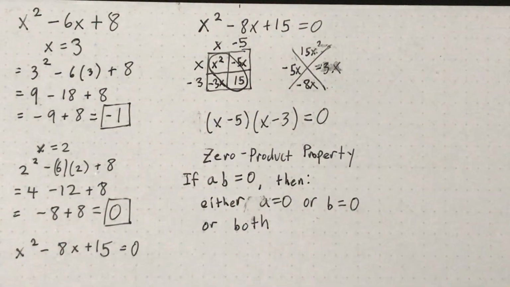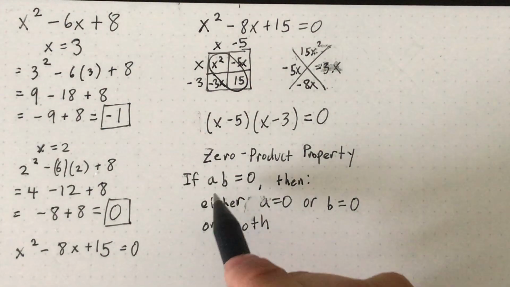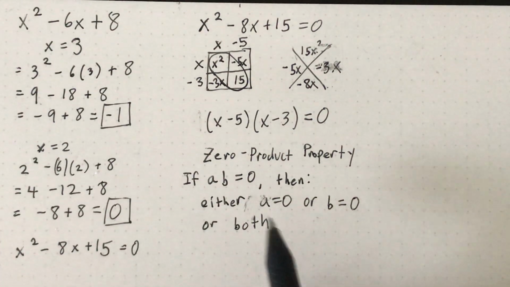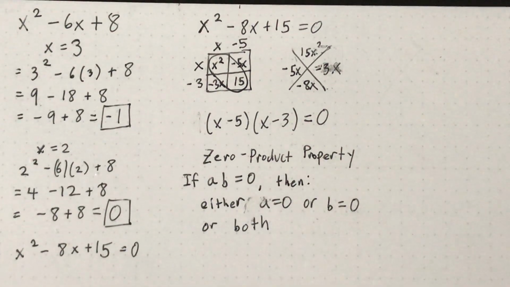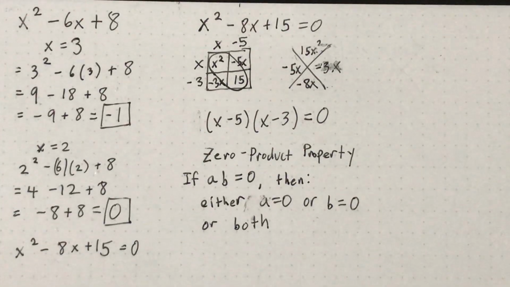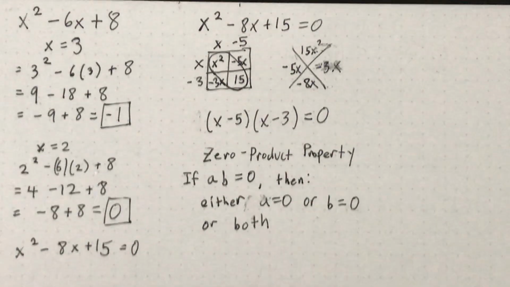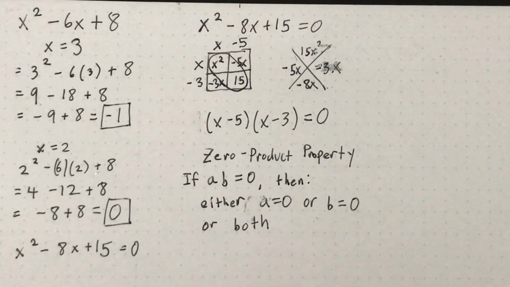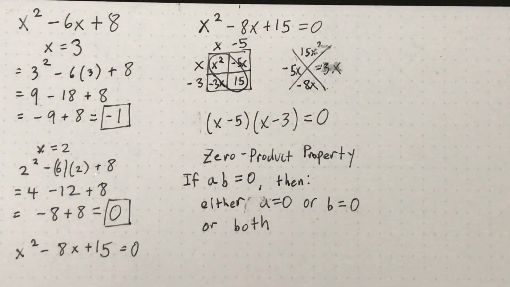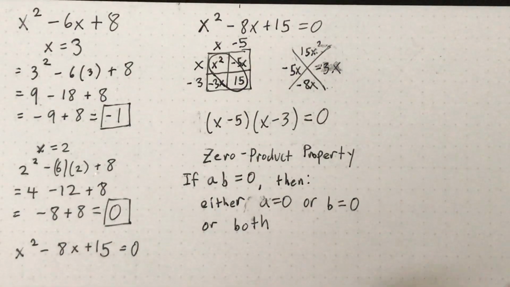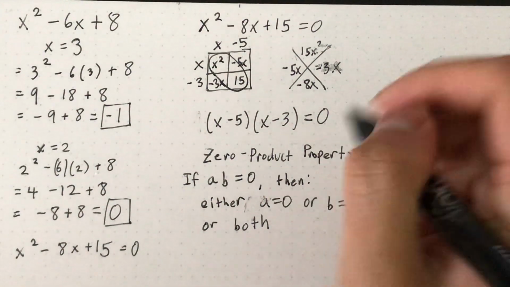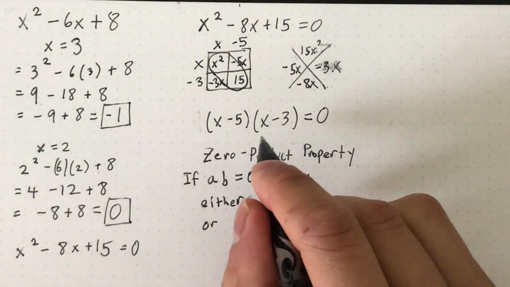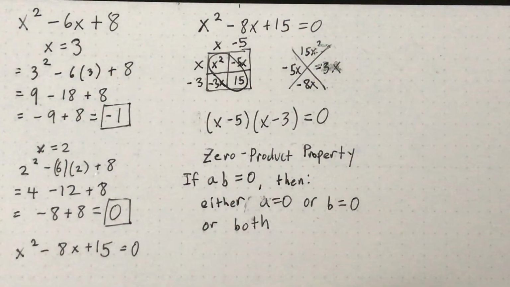And so think about what that means. If you have two numbers that multiply to 0, one of them has to be 0, because any number times 0 is 0, and also 0 times 0 is 0. So how would that help us solve this problem? We have x minus 5 times x minus 3 equals 0.